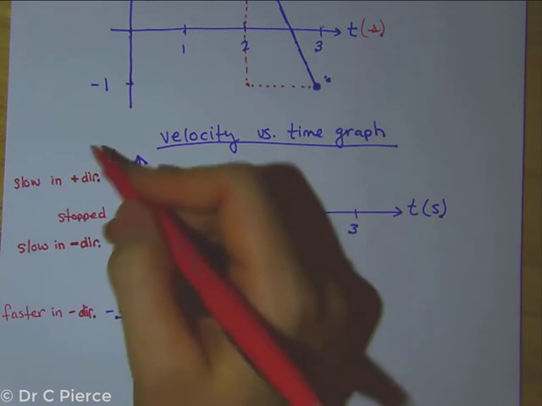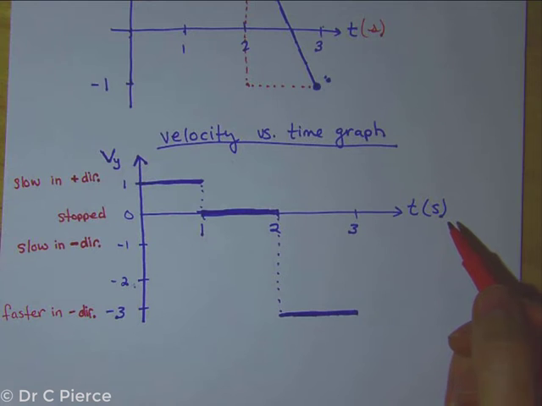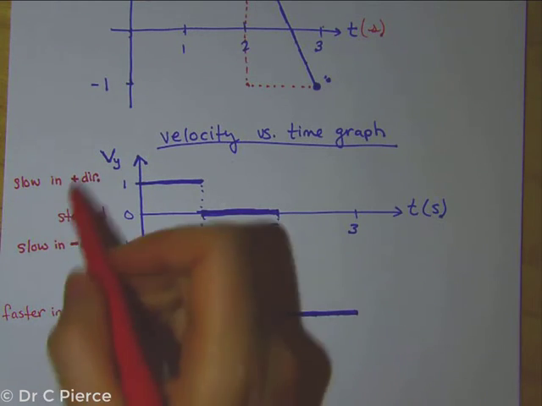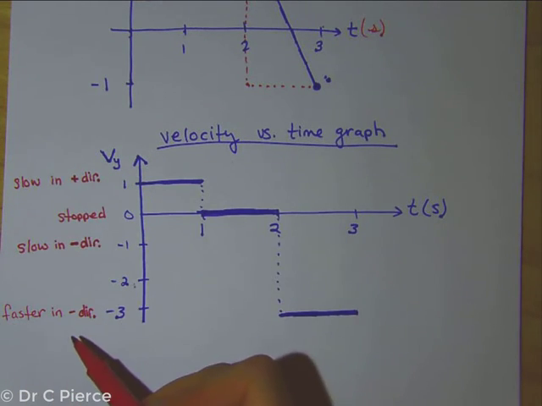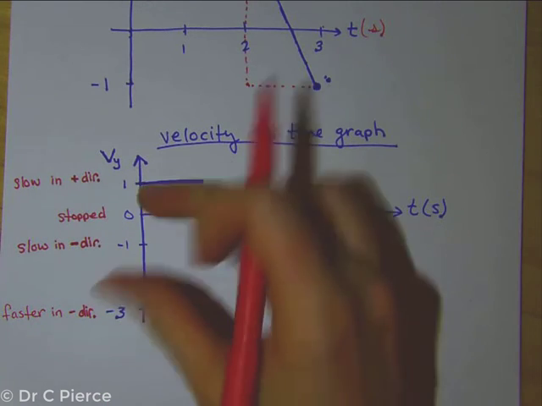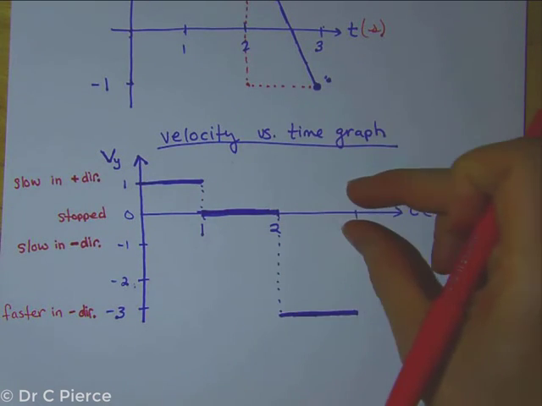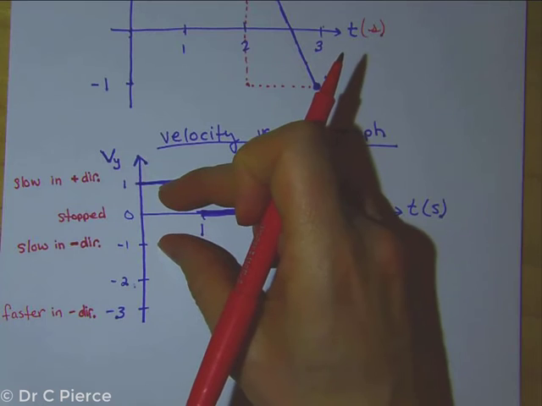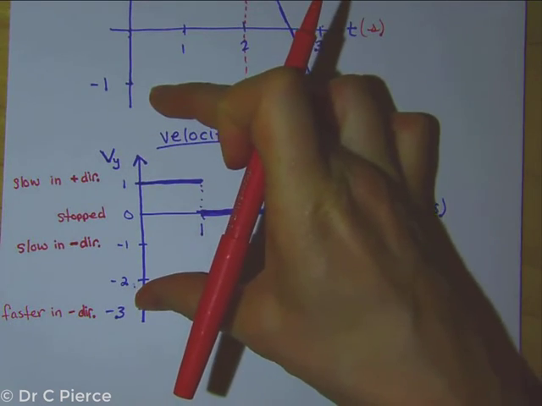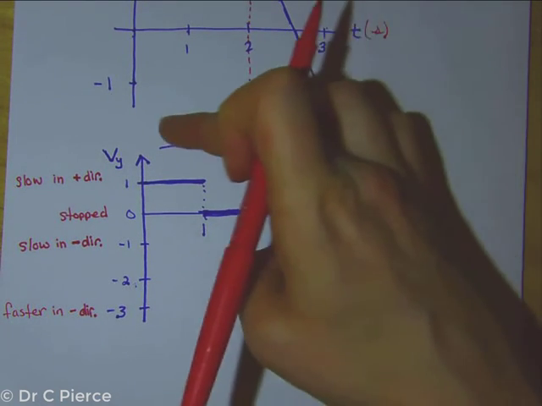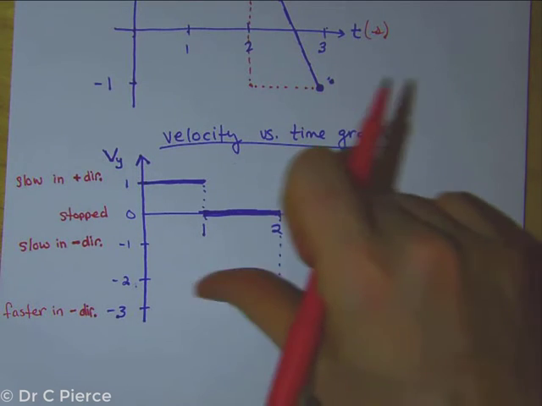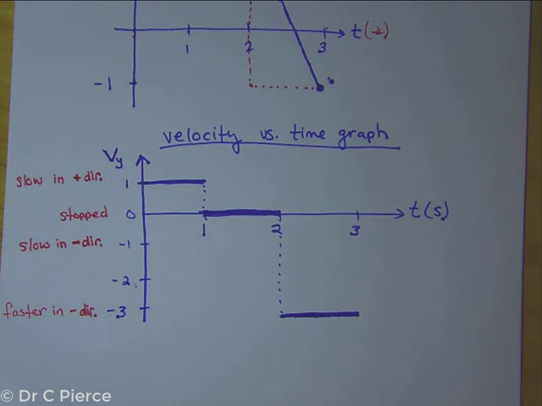So while you're getting used to velocity versus time graphs, which we tend to use a lot in lab, it helps to think of it this way. If you're going slow or stopped, you're going to be near this axis. If you're going faster, you're going to be farther from the axis here. If you're going faster in the positive direction, or if you're going faster in the negative direction.